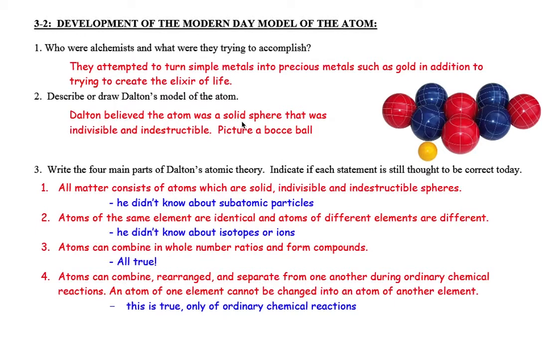3-2, nice and quick. The development of the modern day model. First up, alchemists. Remember, they were trying to make gold or any other precious metal. Weren't successful, but they set the basis for experimentation in chemistry.